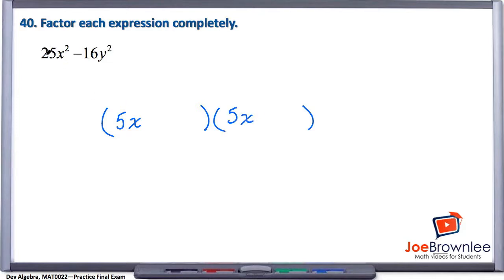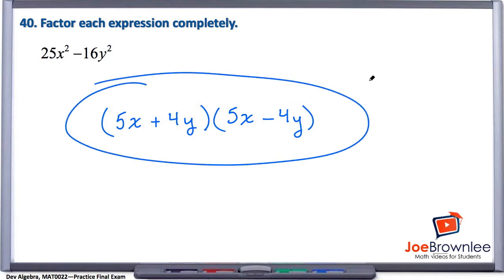Why? Well, what's the square root of 25? 5. What's the square root of x squared? Well, x, so we have the x. We know with the difference of squares, 1 is always plus, 1 is always minus. And now we take 16, ask ourselves, what's the square root of 16? We know it's 4, so we pop in 4. What's the square root of y squared? Well, we know it's y, so we pop in our y's. And so there we have it. When we factor this expression completely, we end up with 5x plus 4y and 5x minus 4y.